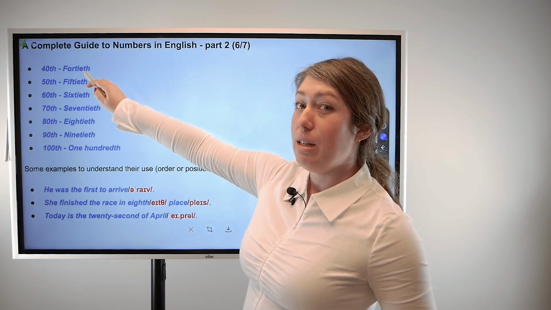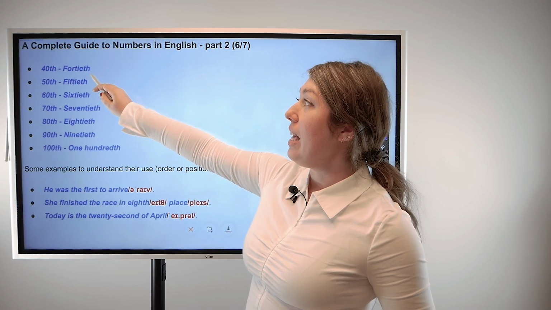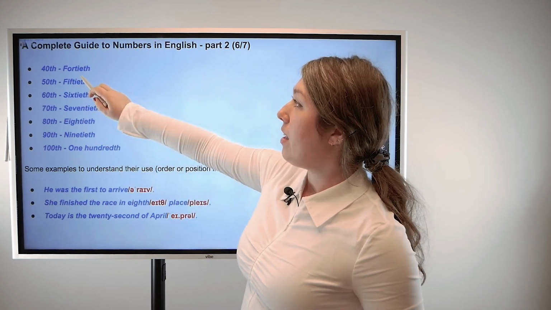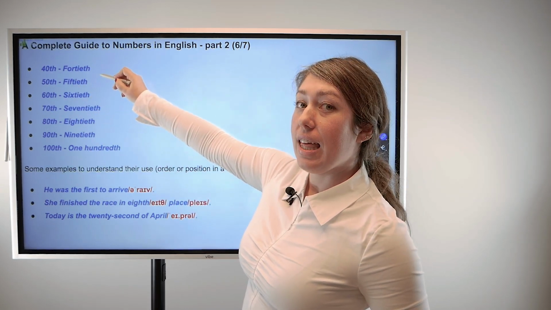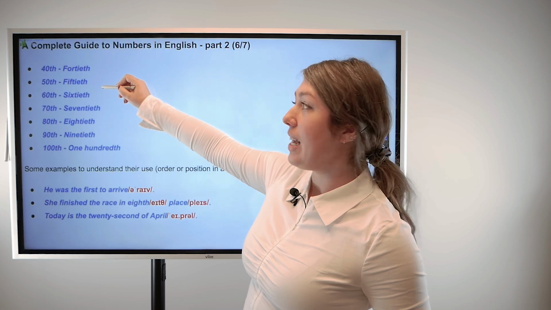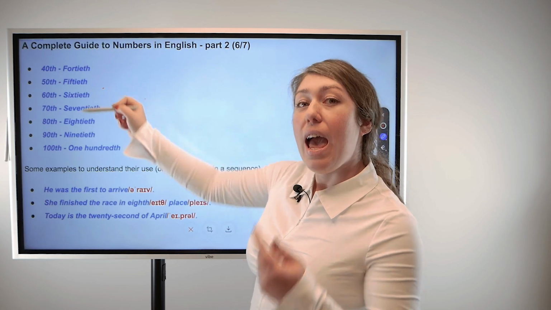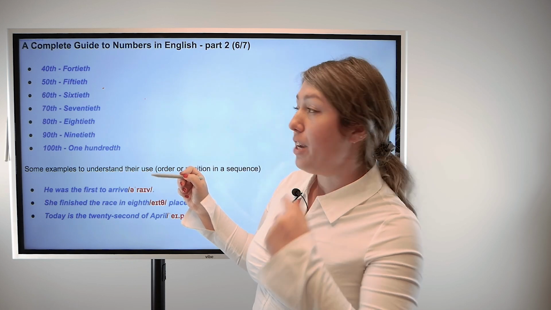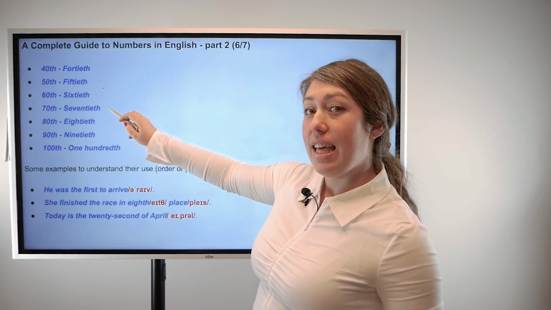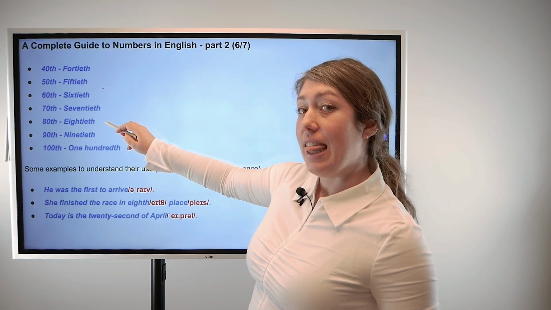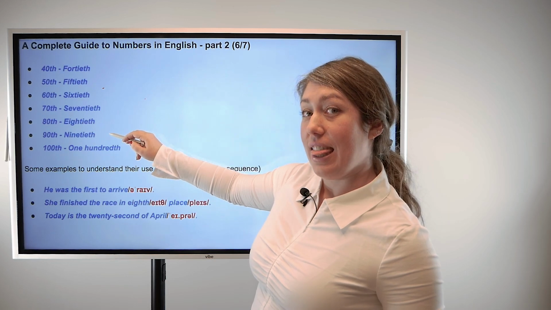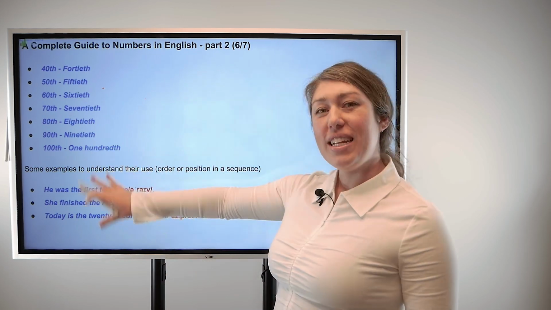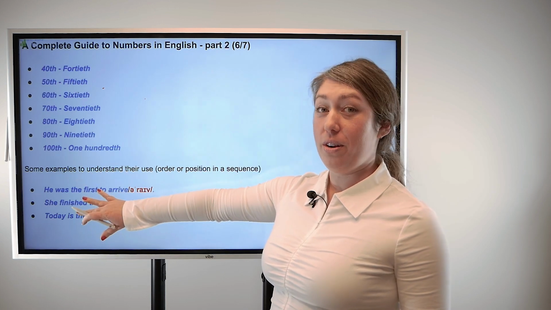And pay attention to the spelling, because 40th, even though it has the number 4, we don't spell it with the U. So 40th, 50th, 60th, and make sure you're really pronouncing the TH sound to make clear pronunciation. 70th, 80th, 90th, 100th. Good. So let's look at some examples of using ordinal numbers.